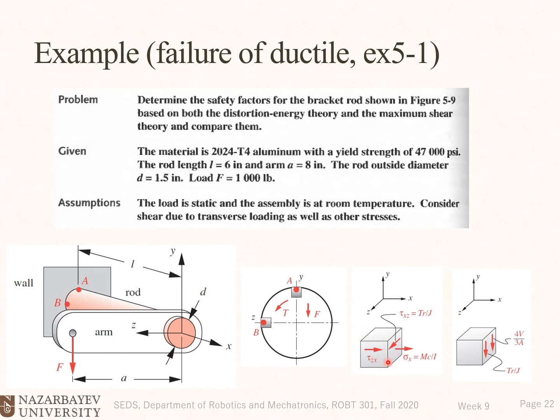So you see at point A, we have normal stress sigma x, which is equal to MC over I, and tau xz, which is a shear stress due to the torsion torque, is TR divided by J. For point B, we have two shear stresses. We have a torque shear stress, and we have the transverse shear stress. We will calculate them again here, but if you are looking for more detail, please review previous examples.